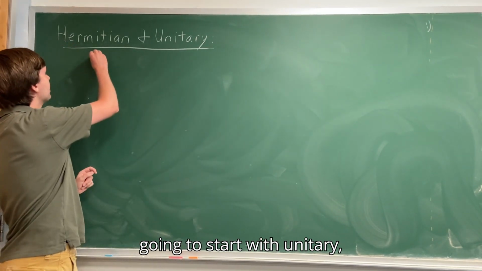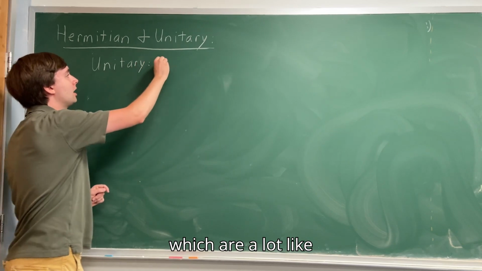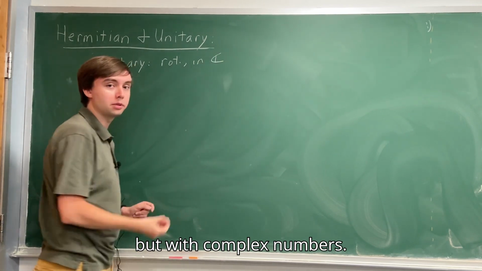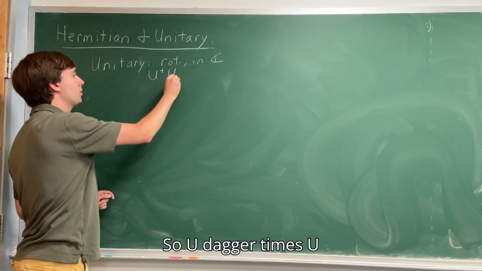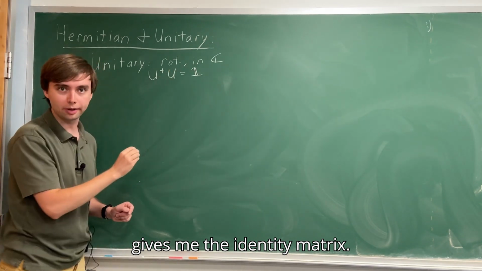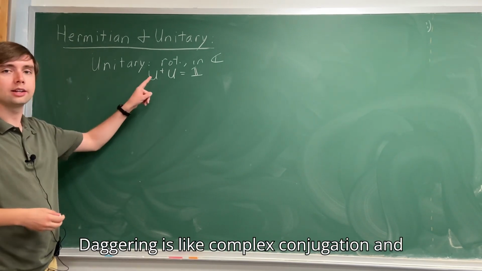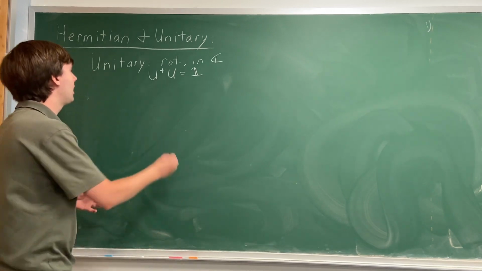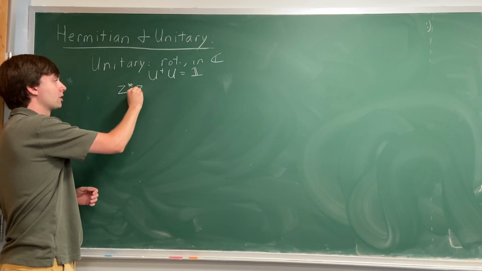So we're going to start with unitary, which are a lot like rotations, but with complex numbers. So U dagger times U gives me the identity matrix. Now, there's an important analogy here. Daggering is like complex conjugation, and then you have to do some other stuff like transposing because it's a matrix. But the analogy is with complex conjugation.